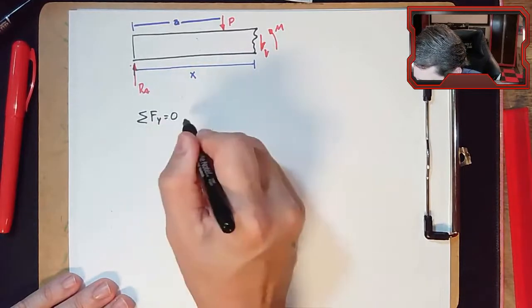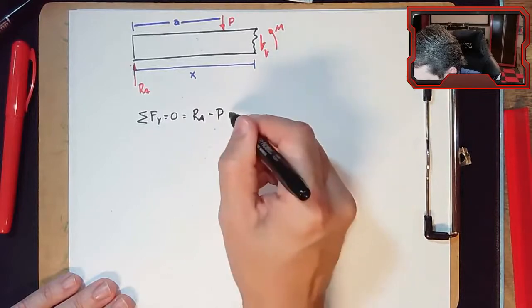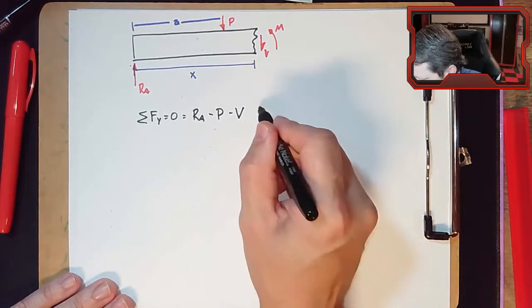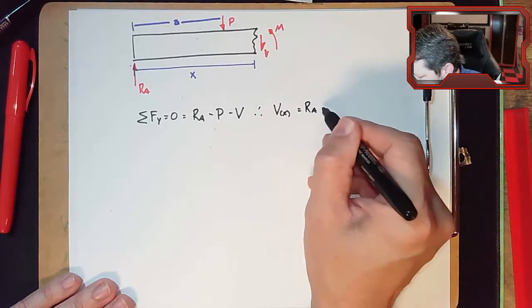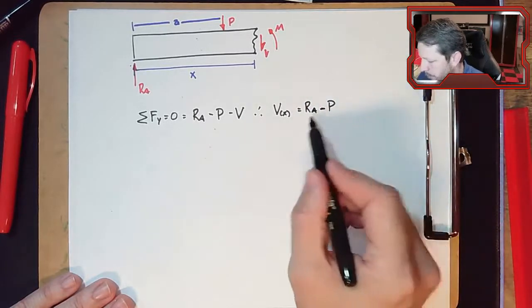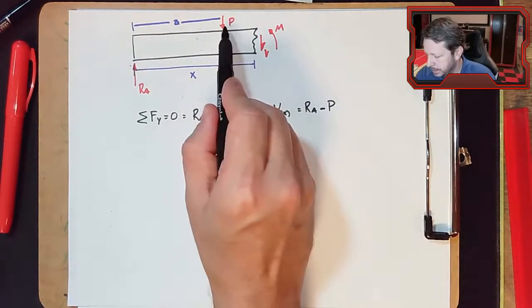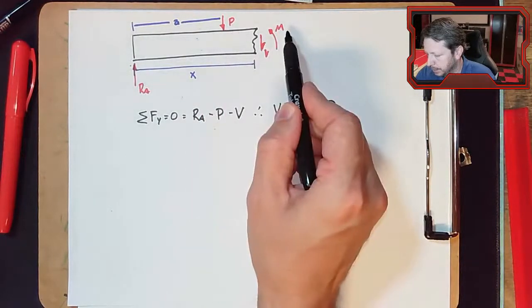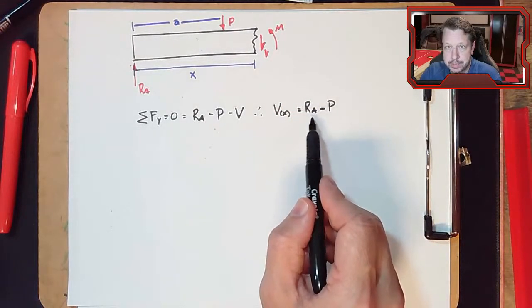So here I've got RA minus P minus V equals 0. So I've got an equation, V equals RA minus P. It's really not a function of X. Anywhere in this section from the point load over to the end of the beam, the shear force is a constant RA minus P. So it's just a constant value.